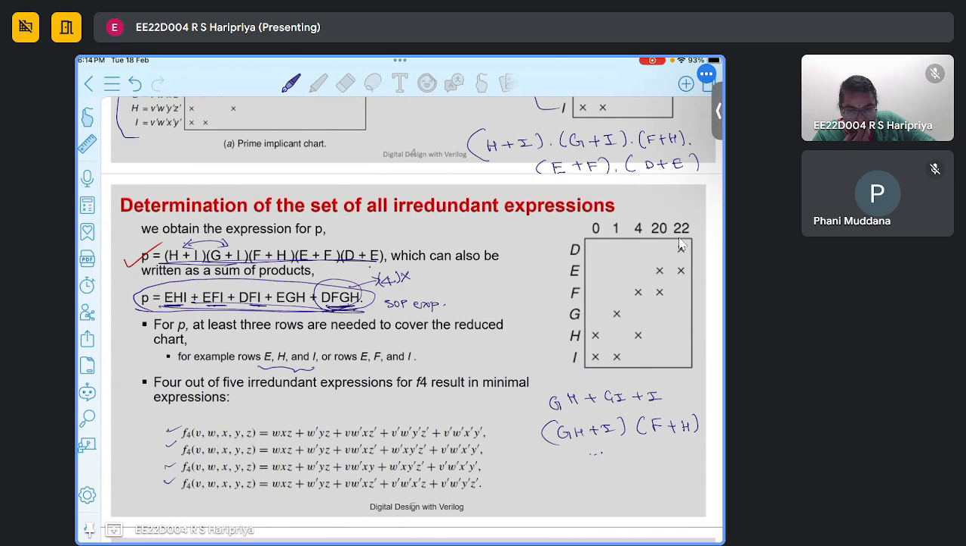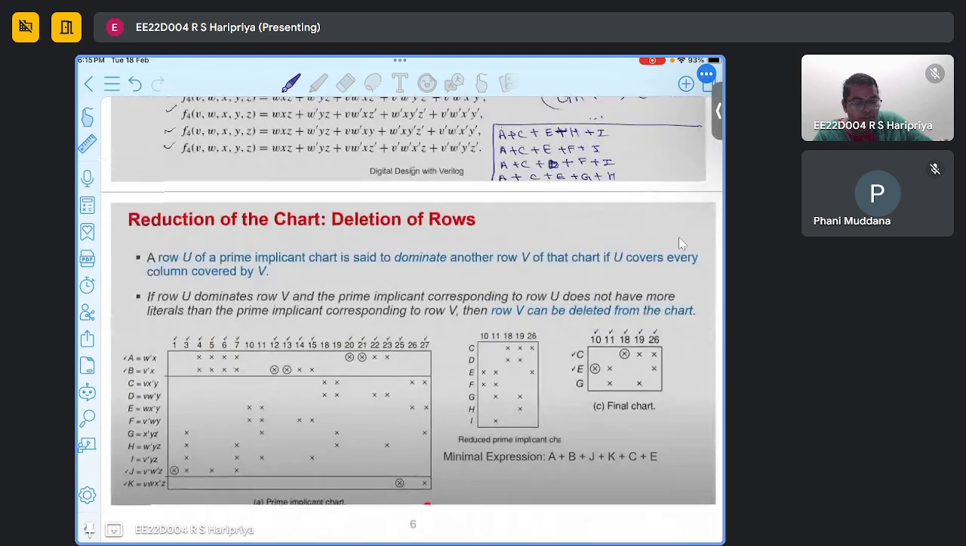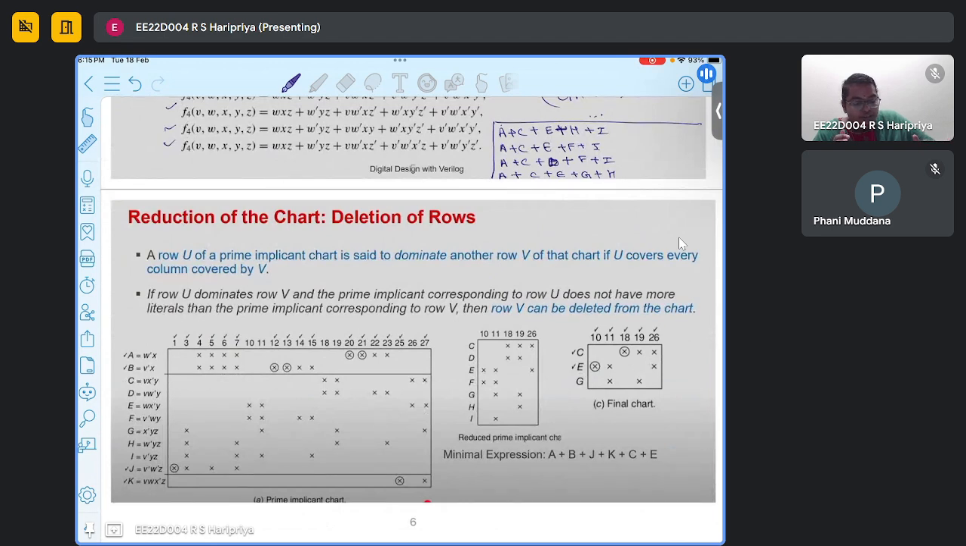So what are the possible expressions? It is A plus C, which is like we said essential, then E plus H plus I, or it can be A C D F I, or it can be A C E G H. So now we were reducing the number of rows.